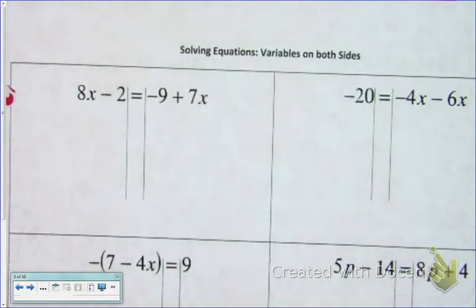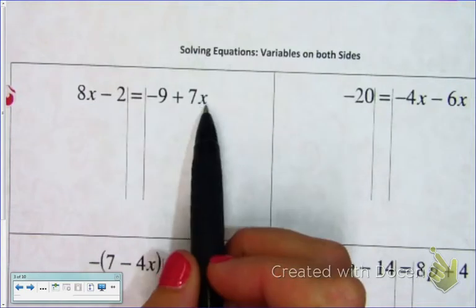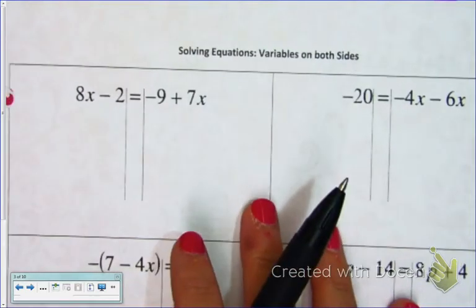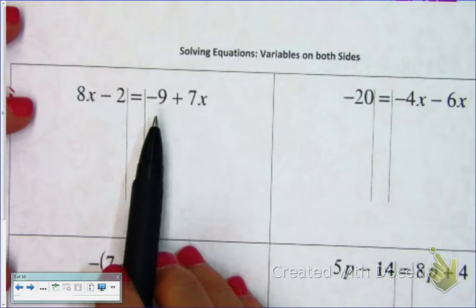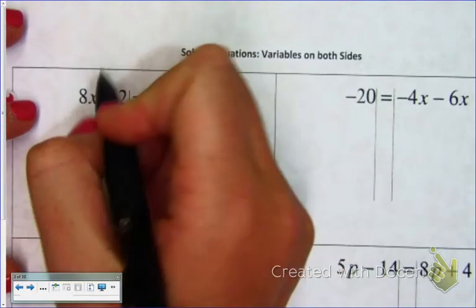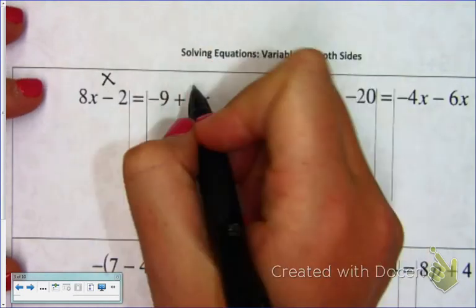We're going to start with this first problem. Notice how we have an x on this side and an x on this side. Our goal is to get x by itself. We don't want any numbers with it. We want a positive 1x. Okay? So what we're going to do is look and say, which side has more x's? This side over here has more x's, so we're going to put x's on the left, numbers on the right.